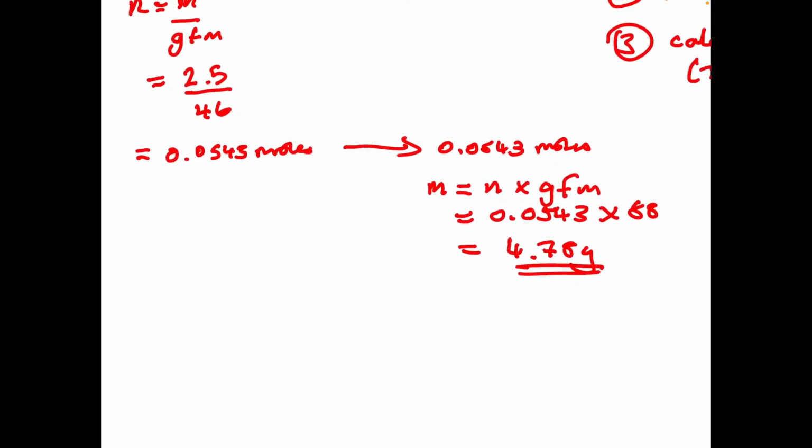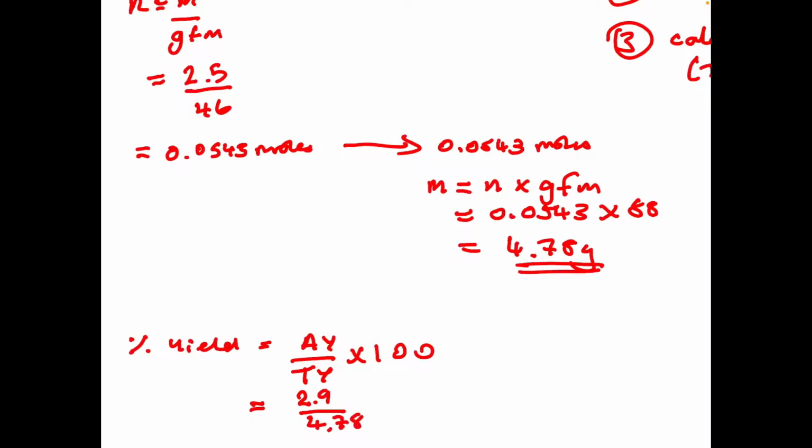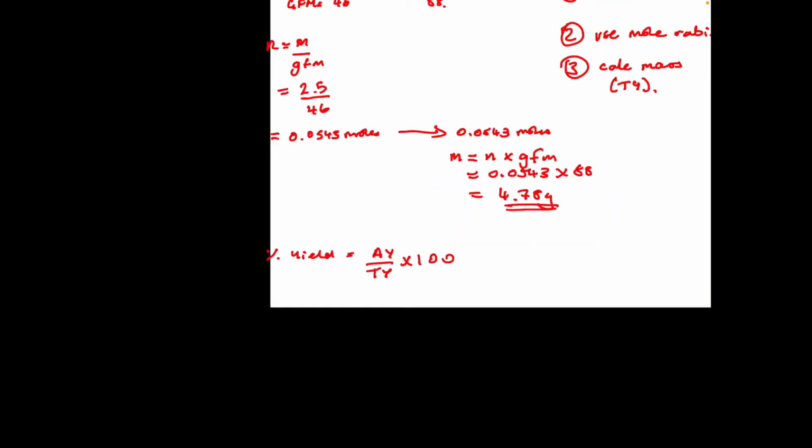Then, the last step of this, which I didn't mention because it's just the next step, and it's the easiest bit of the whole calculation, is to work out the percentage yield. And that is going to be actual yield over theoretical yield times by 100. That works out to be 2.9 divided by 4.78 and times that by 100, and that gives you 60.67%. And that is how you do a percentage yield calculation.